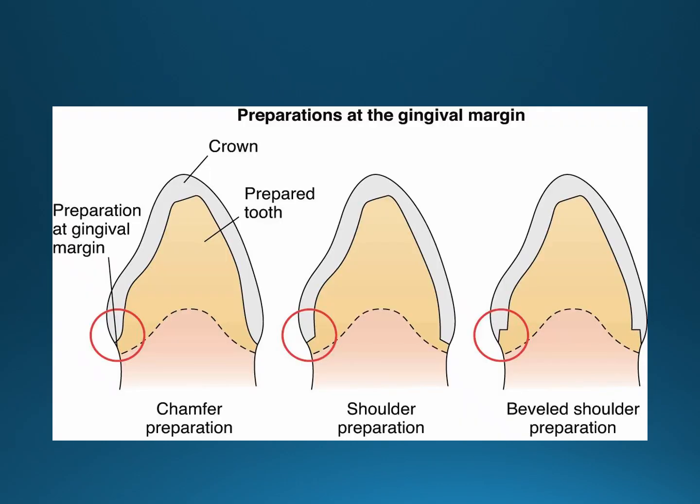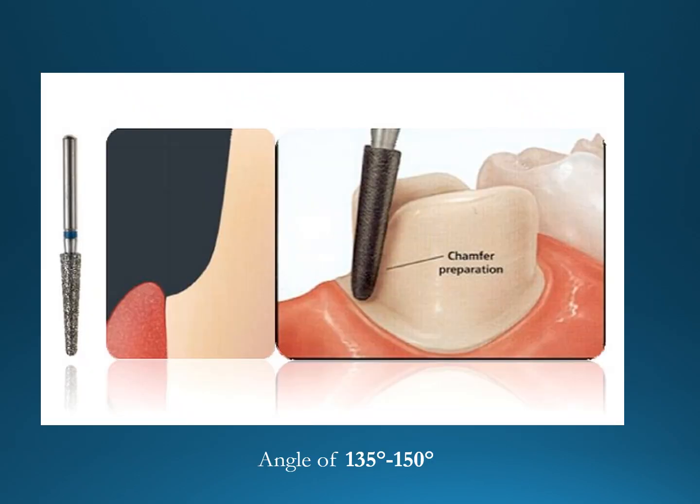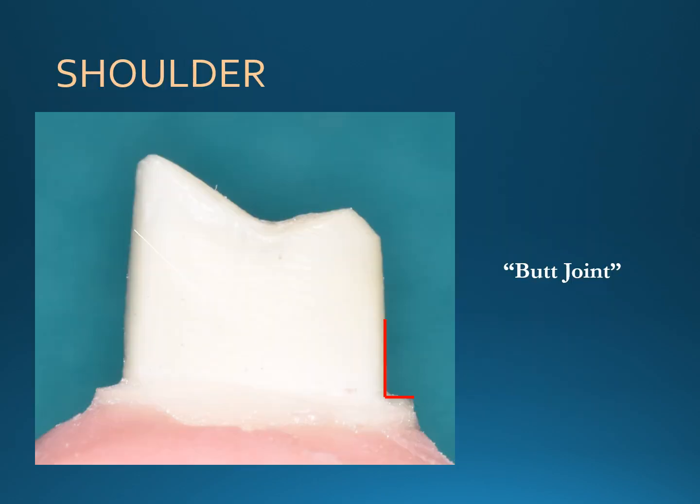So these are the different types of finish line. Shoulder is preferably given in case of porcelain fused to metal, and beveled shoulder in case we want to hide the piece of metal inside the gingival margin. And the chamfer is a rounded finish line with an angle of 130 to 150 degrees on the internal surface. Shoulder is a margin which has a 90-degree angle on the internal surface.